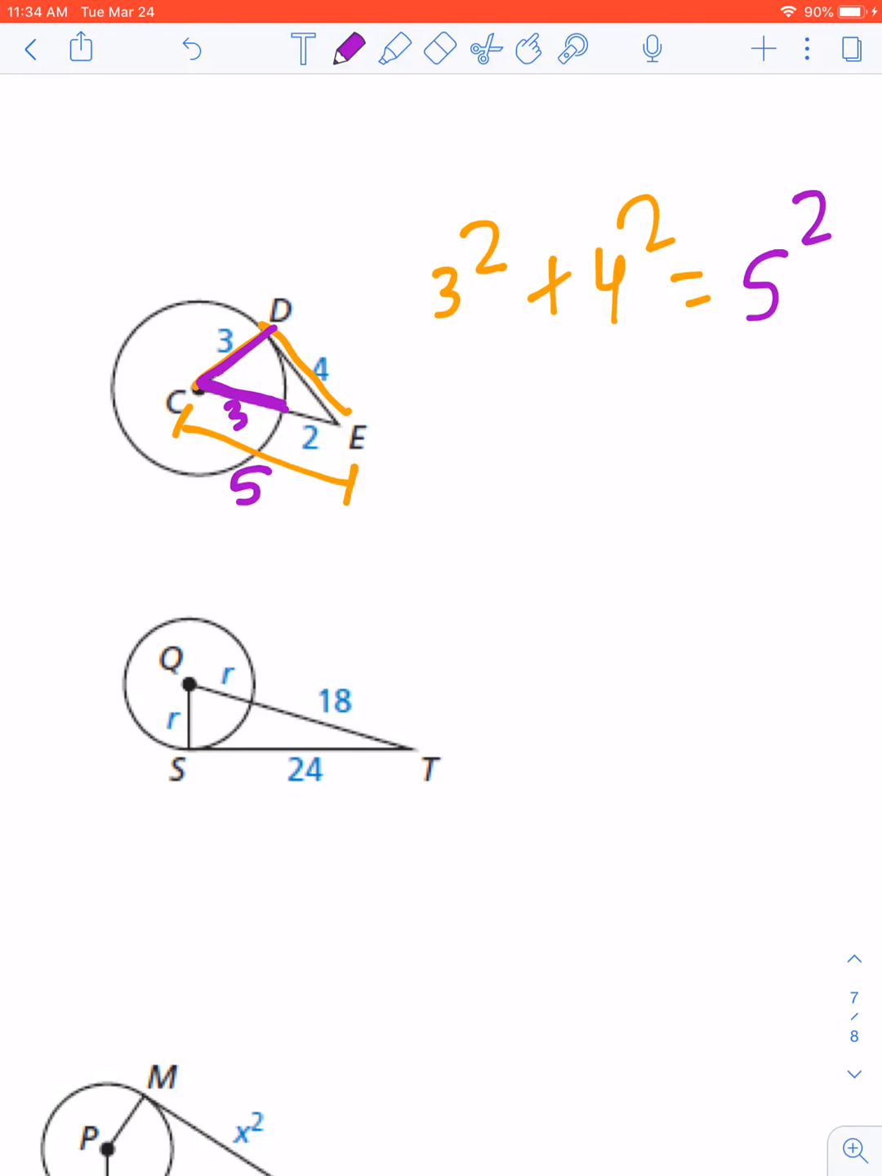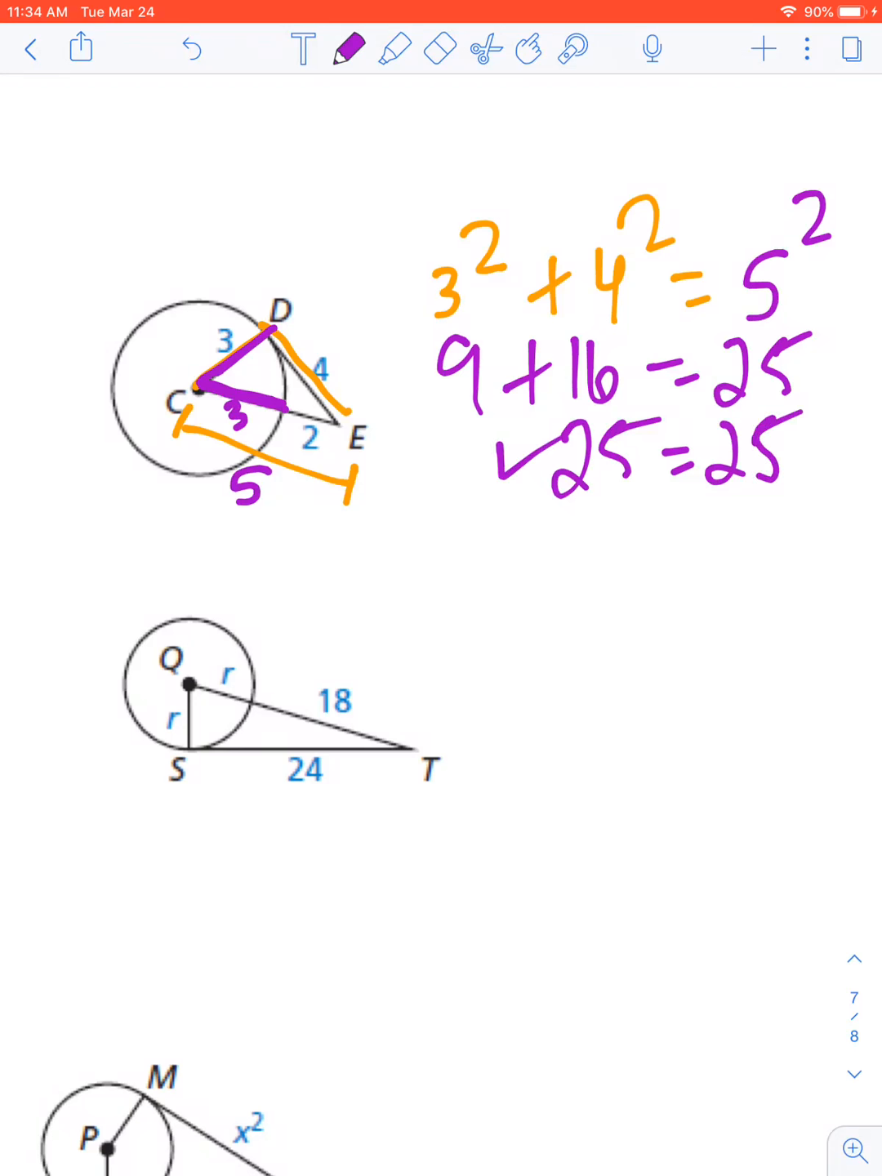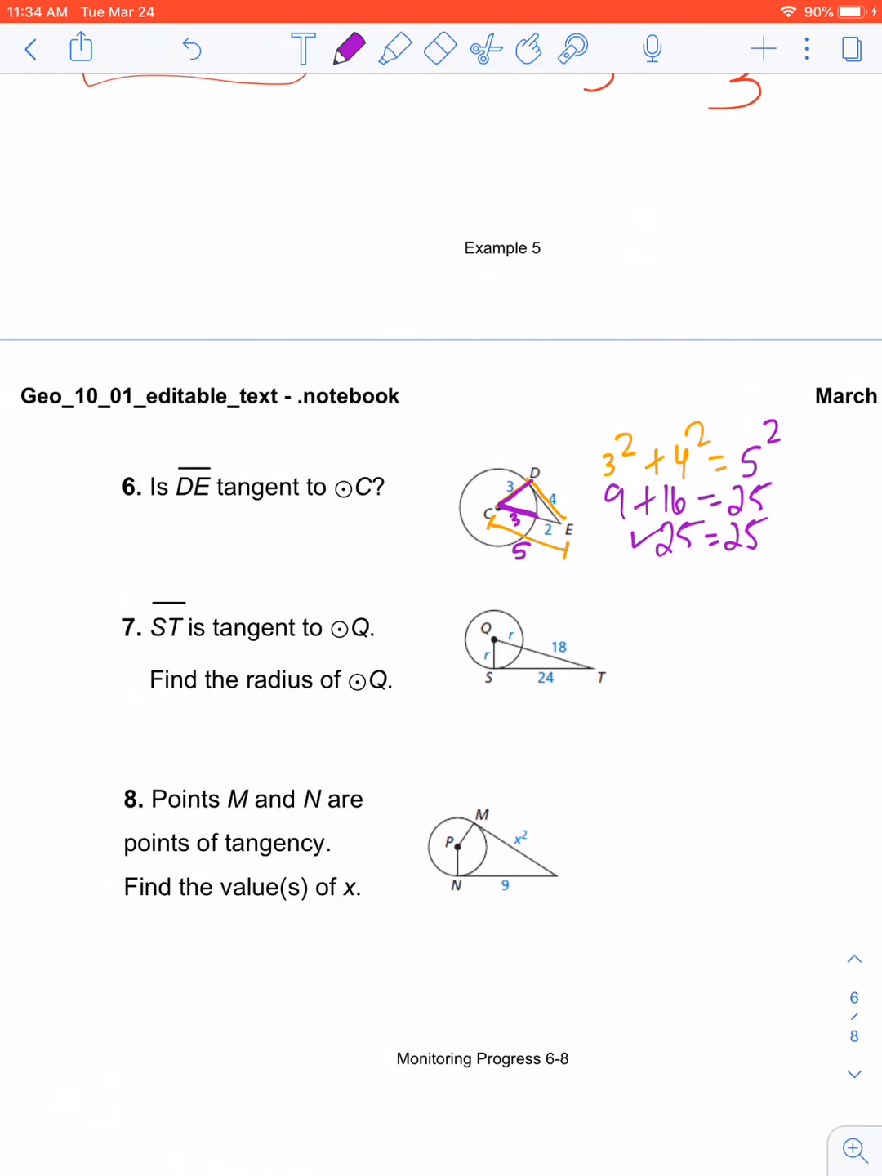And friends, you can do the work, but we should recognize that as a Pythagorean triple. So this is 9 plus 16 is equal to 25. 25 is equal to 25. So is DE tangent to C? Yes, because CD is perpendicular to DE.